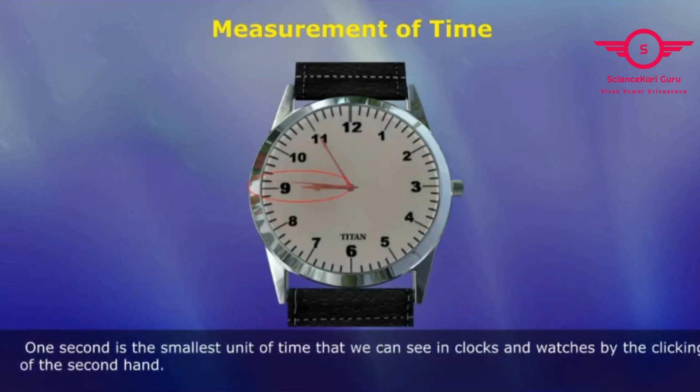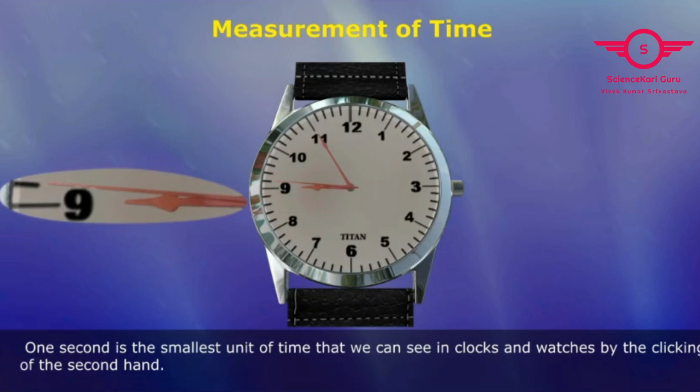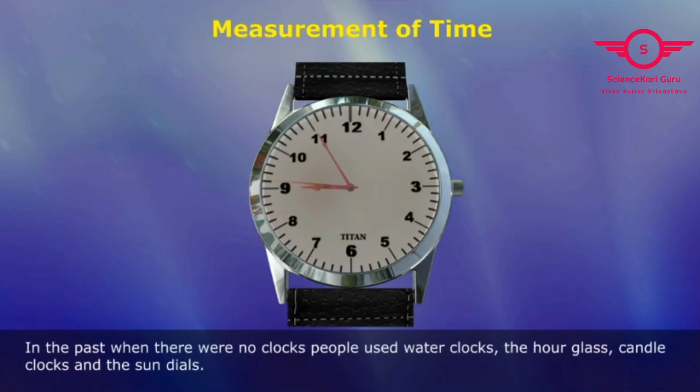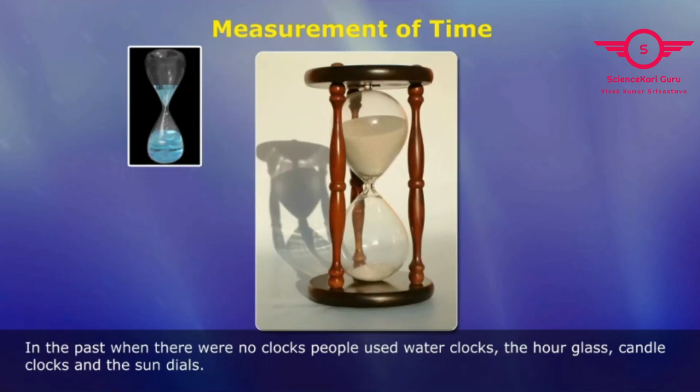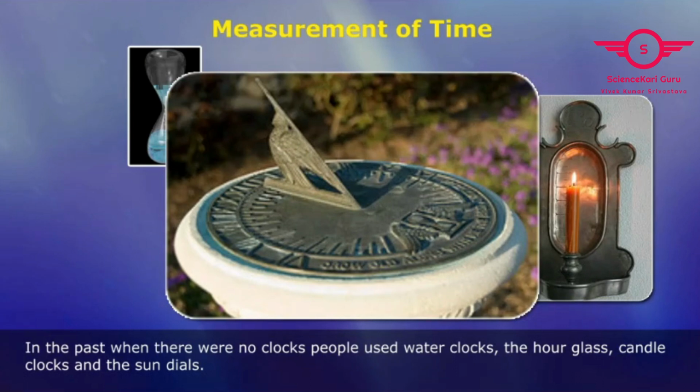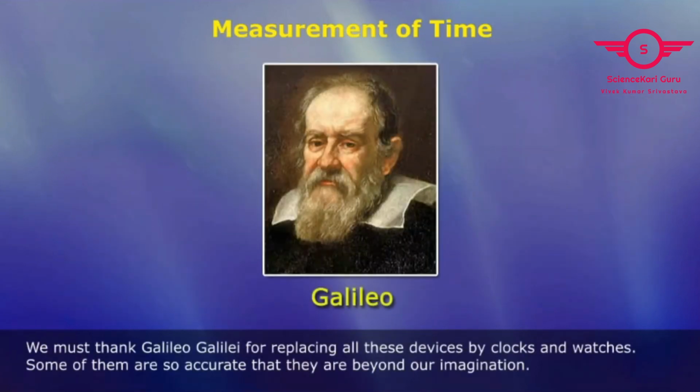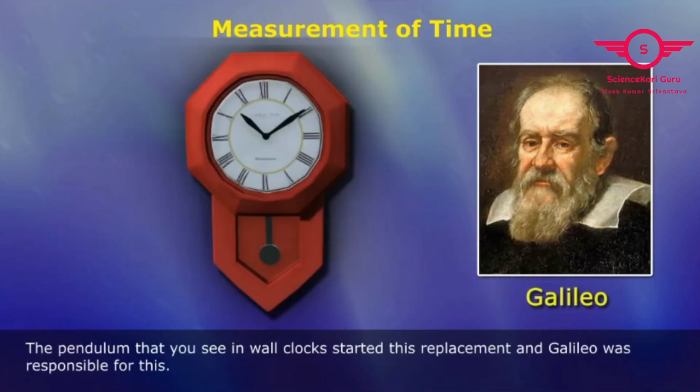One second is the smallest unit of time that we can see in clocks and watches by the clicking of the second's hand. In the past, when there were no clocks, people used water clocks, the hourglass, candle clocks, and the sundials. We must thank Galileo Galilei for replacing all these devices by clocks and watches. Some of them are so accurate that they are beyond our imagination. The pendulum that you see in wall clocks started this replacement, and Galileo was responsible for this.